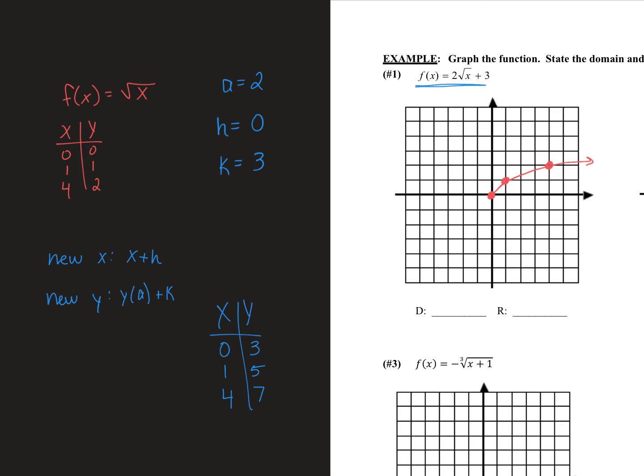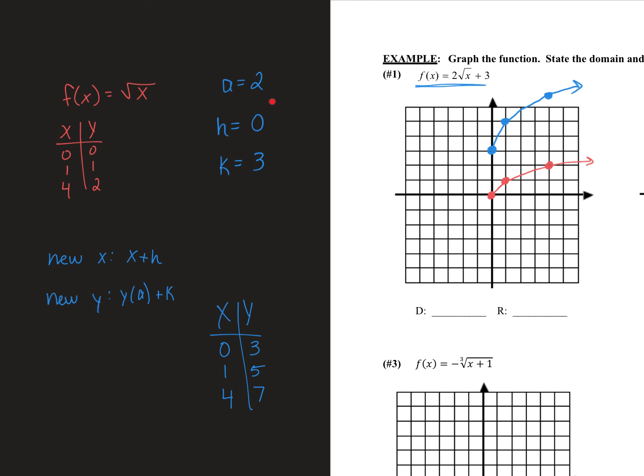The first ordered pair is 0, 3. The next ordered pair is 1, 5. And the next ordered pair is 4, 7, which is going to be off our graph a little bit, but right about there.